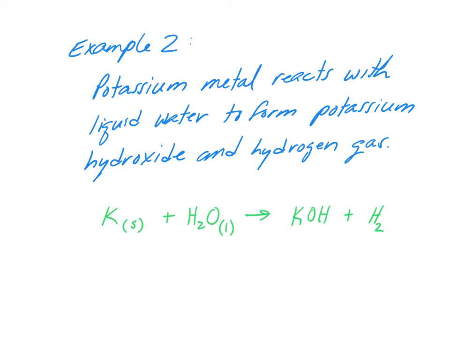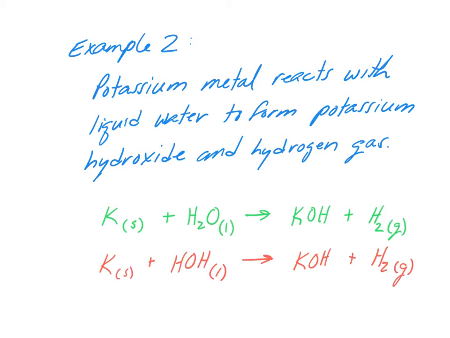Okay, now here's the deal. I told you that there's a little trick that we can use. We've got water on one side of the reaction, we've got hydroxide and hydrogen on the other side of the reaction. I could rewrite this in this way. I rewrote this. We've got solid potassium, we have solid potassium. We've got hydrogen hydroxide, which is water. Hydrogen and hydroxide. It's a little trick that we can use to balance this. Here we've got potassium hydroxide, and this is hydrogen.